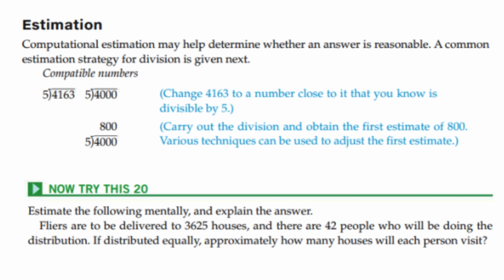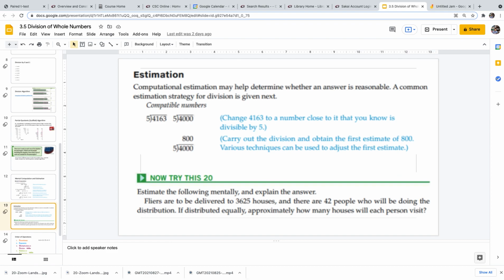Okay, flyers are to be delivered to 3,625 houses. 3,625 houses. And there are 42 people who will be doing that distribution. If distributed equally among 42 people, approximately how many houses will each person visit? So we are gonna just estimate it instead of using the actual value here.